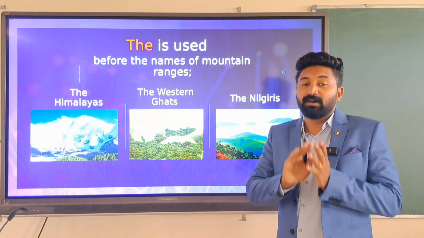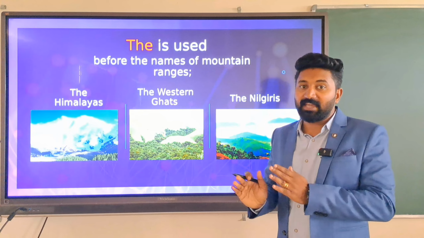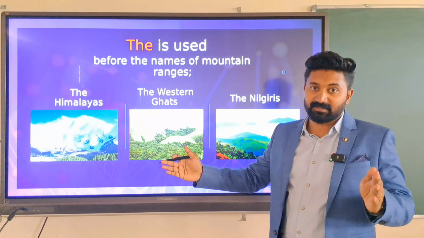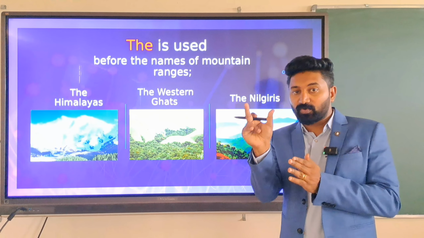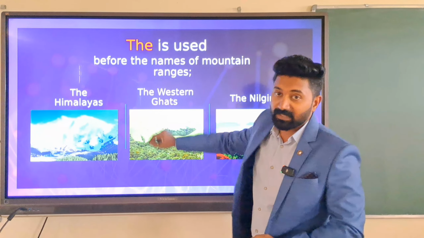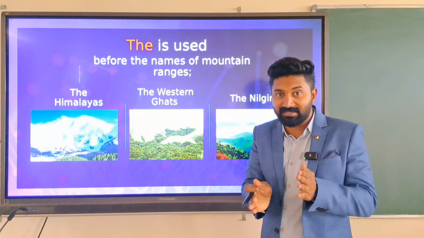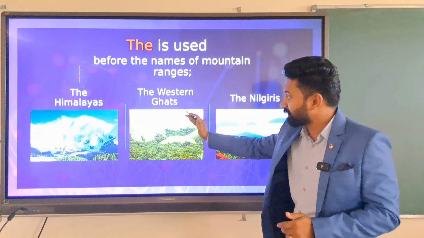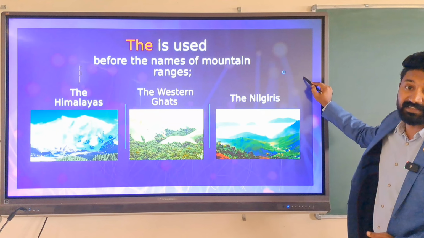Okay. Now, the is used before the names of mountain ranges. Very important. We don't usually refer to a single mountain, but when we have a series of mountains, when we have mountain ranges, we usually relate it with the definite article the. For example, the Himalayas, the Western Ghats. Do you think the Western Ghat is only one single existence? No, there are a series of mountains. So it will be called the Western Ghats, the Nilgiris.